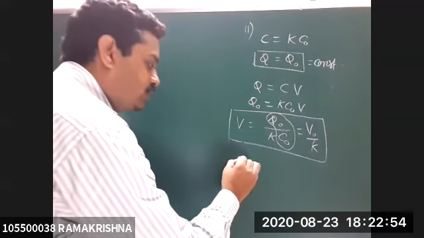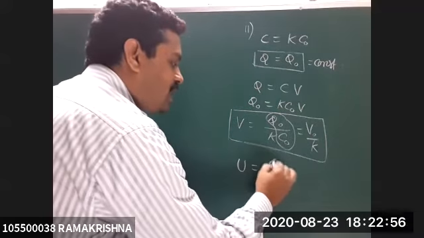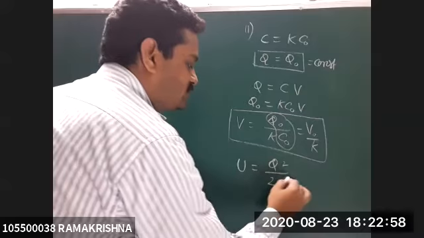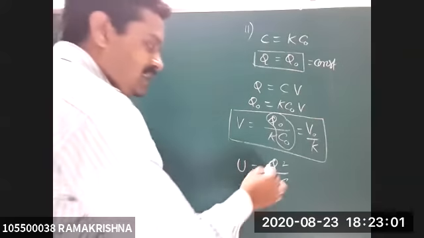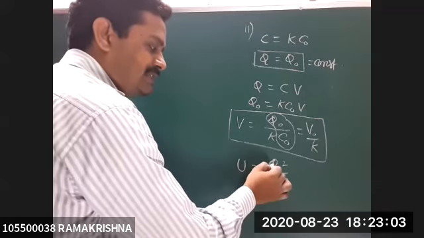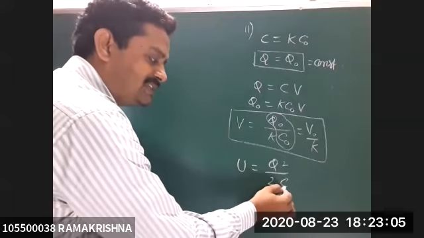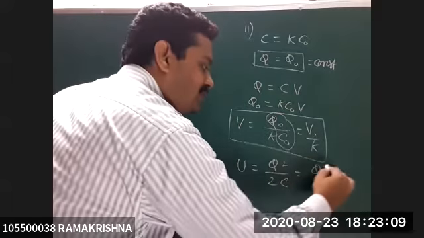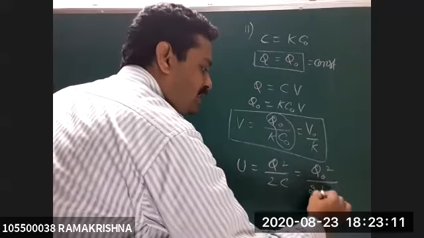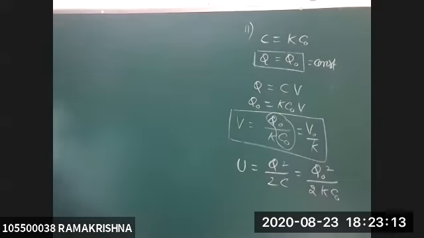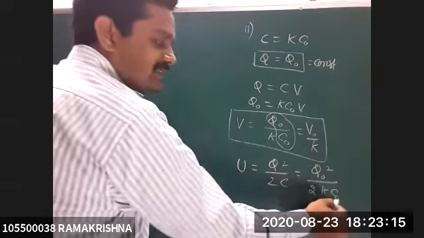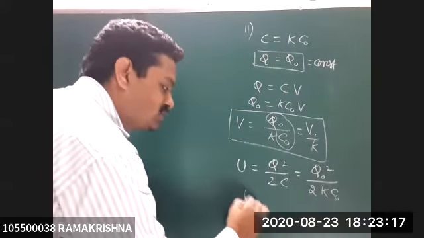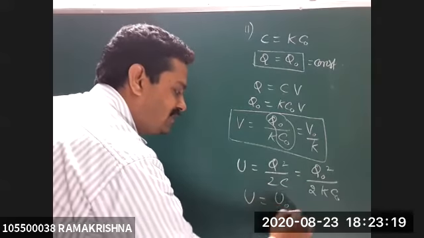We know U is equal to the basic formula Q square divided by 2C. Here, Q is constant, and energy is inversely proportional to C. On substituting the values, it is Q naught square divided by 2 times K C naught, right? But half Q naught square by C naught is taken as the initial energy. So U is equal to U naught divided by K.